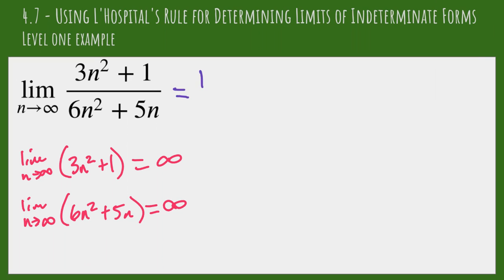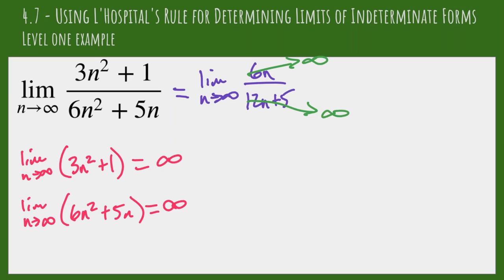So we take the derivative of the top and the bottom, limit stays the same. So the derivative of the numerator is going to be 6n. The derivative of the denominator is going to be 12n plus 5. And just thinking ahead here, if we plug in infinity for n, 6n is going to be infinite, 12n is going to be infinite, so 12n plus 5 is going to be infinite. And so we still have that indeterminate form.